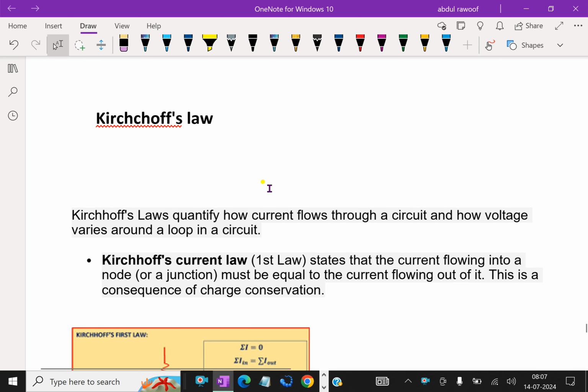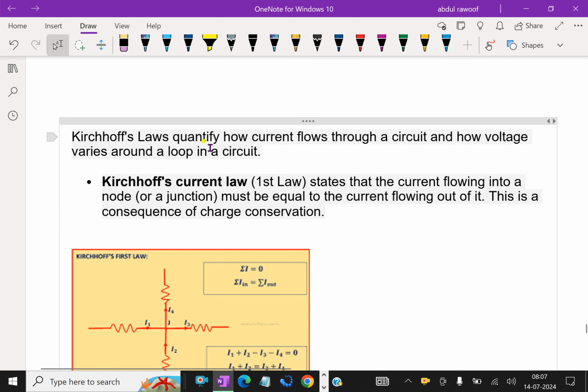What is Kirchhoff's law? Kirchhoff's laws quantify how current flows through a circuit and how voltage varies around the loop in a circuit. We can find both.